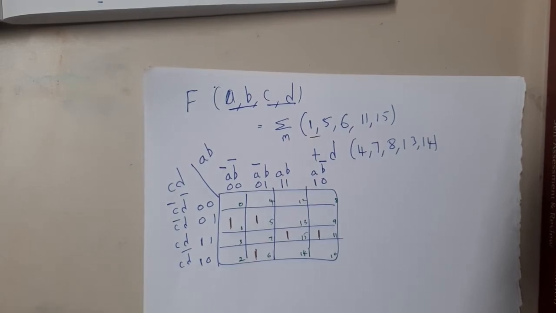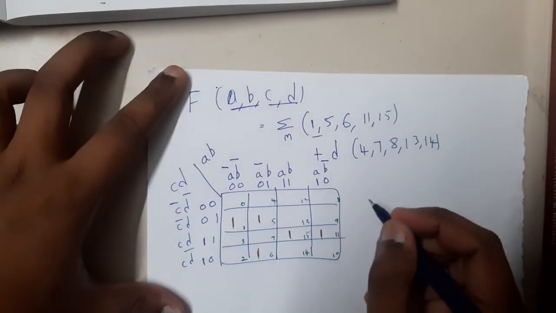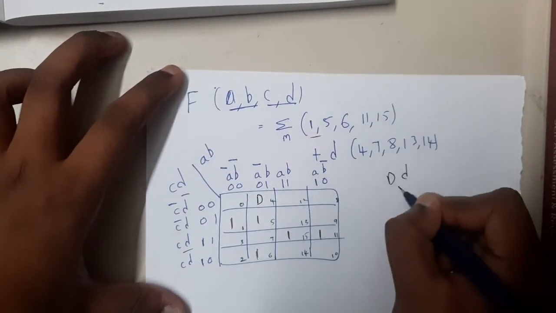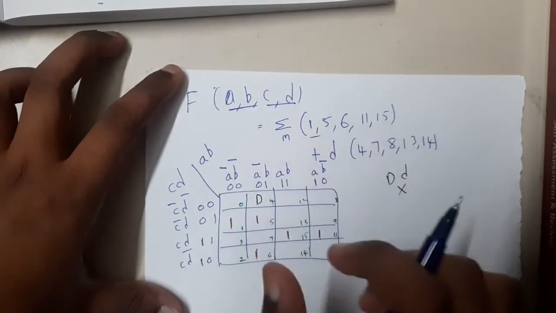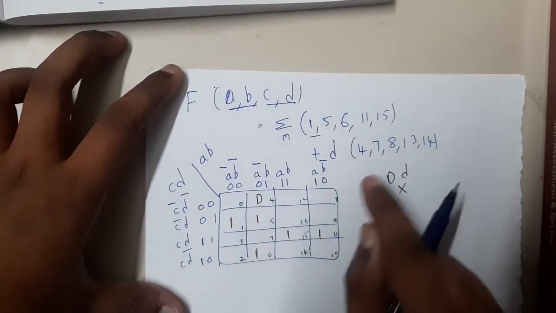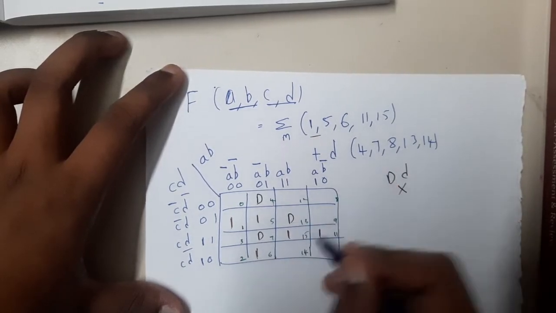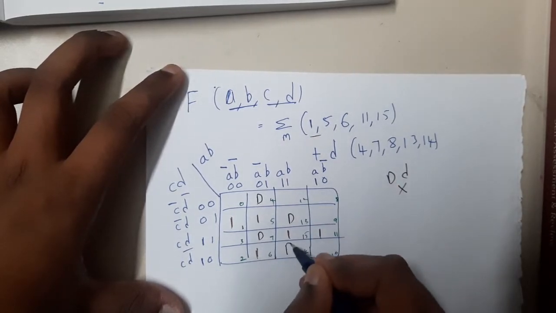Yes. So now let us write down the don't cares also, guys. So let me take the black. At 4 we are having don't care. You can represent it with capital D, small d, cross mark, anything, but represent something. Similarly at 7, at 13, and at 14 we are having don't cares.